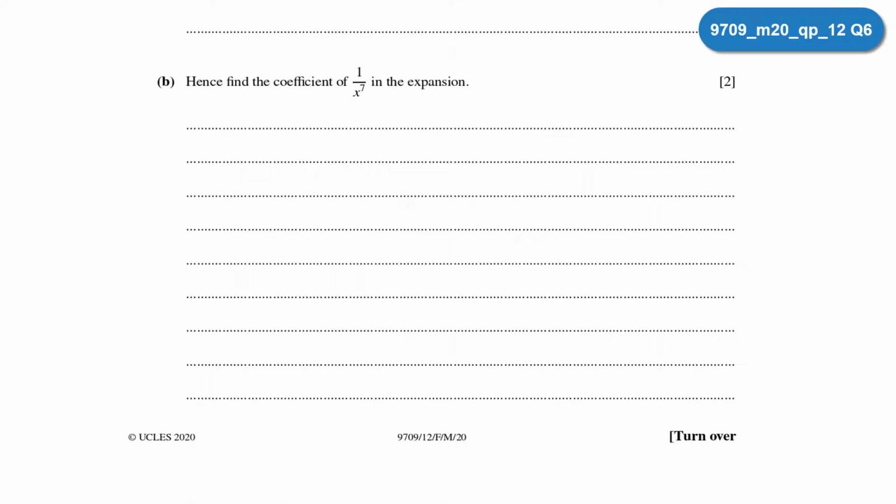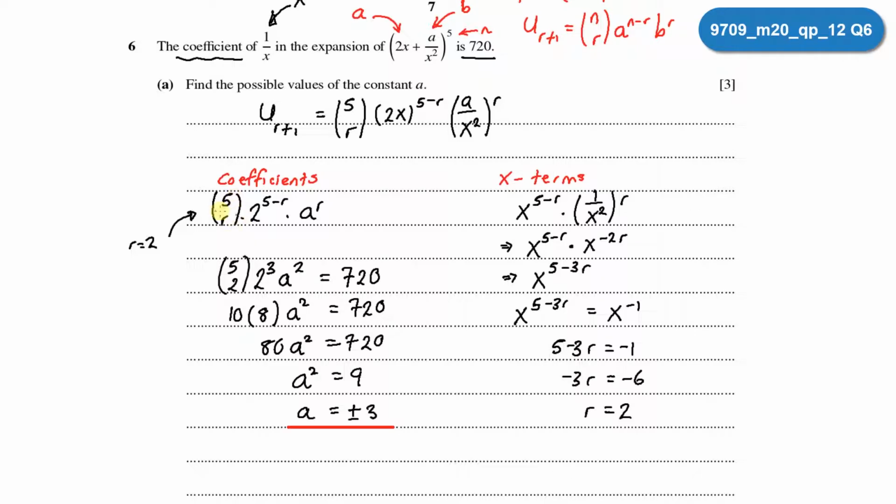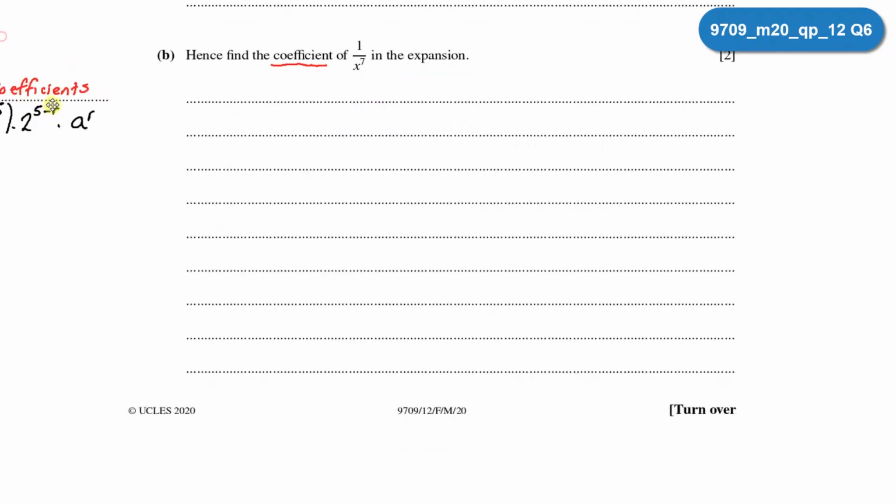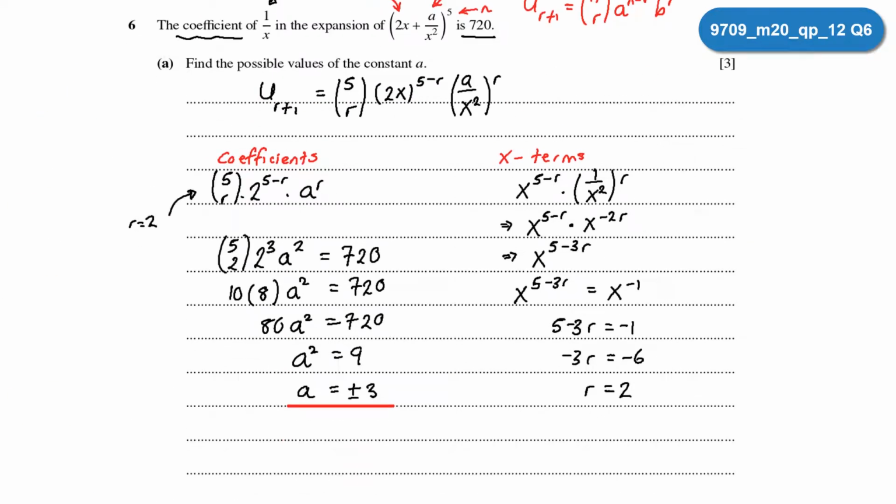Hence find the coefficient of 1 over x to the power 7 in the expansion. So here we're talking about the coefficient, and we obtained a general form for the coefficients, and we got it as this. So I'm going to take this general form for the coefficients down. And here it is. And we also have the general term for the x terms, which simplified to x to the 5 minus 3r. So I'll also take this.